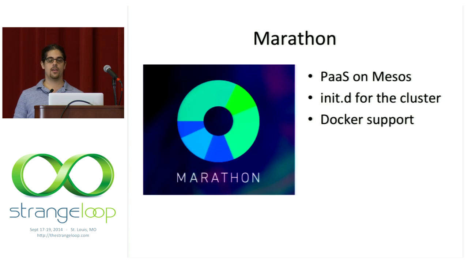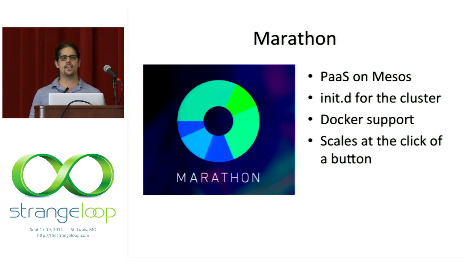Marathon, just like Mesos, has support for Docker. So if you already have Dockerized applications, you have almost no work before you can use this platform as a service for your application. It scales at the click of a button. Marathon's UI has the ability to inspect all of the applications that are running on Mesos, so that you can just choose whether you want to have 5 instances or 5,000 instances of your application.